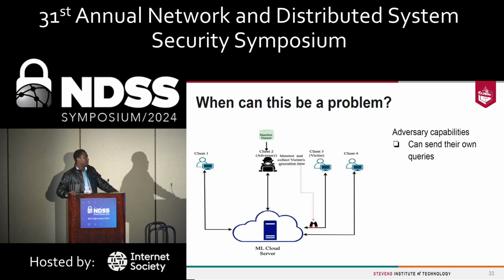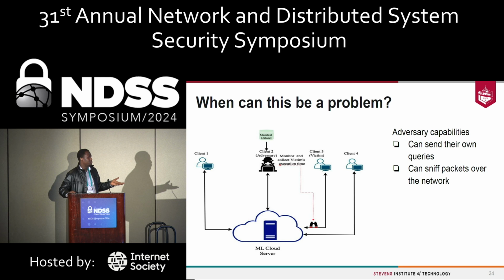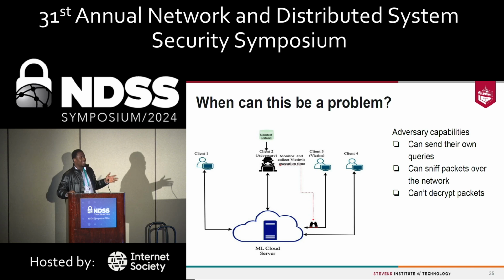We make the following assumptions for our adversary: that the adversary can send their own queries and get predictions, and also that our adversary can sniff packets over the network using packet sniffing tools such as Wireshark or tcpdump. But we also enforce that the attacker cannot decrypt these packets because we assume that the communication is encrypted end-to-end. But the attacker can leverage packet properties such as packet timing and packet directions that they are able to capture.